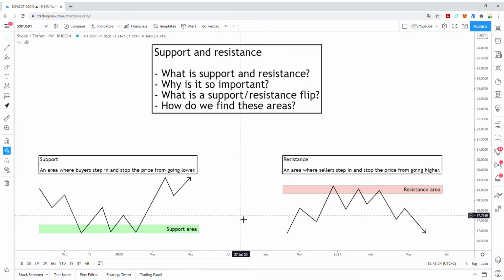And why is this so important? Well, that is actually very easy, because you want to buy in a support area and you want to sell in a resistance area. You've probably heard about buy low, sell high. Well, this is exactly how you do this. So always look to buy on a support area, because you know that more buyers will be there and this will push the price up. And always sell in a resistance area, because you know that more people will be interested in selling. So let's move on to what is a support and resistance flip.